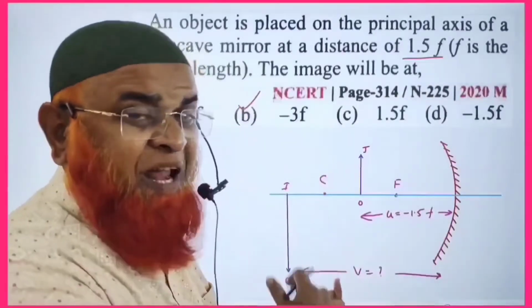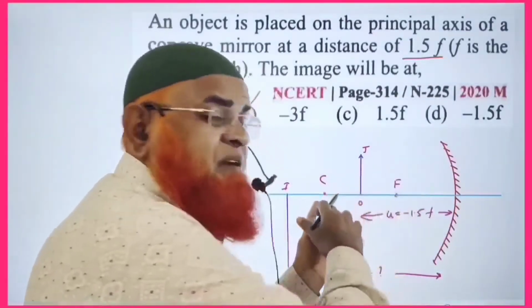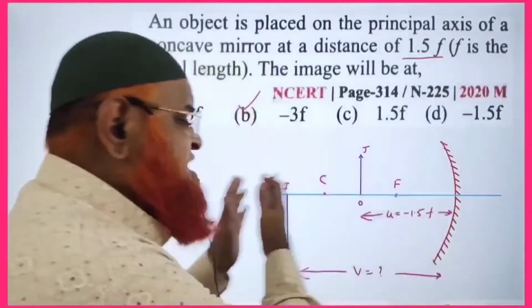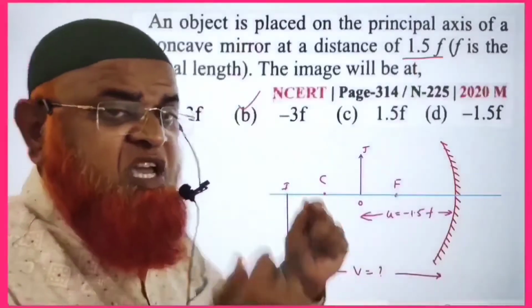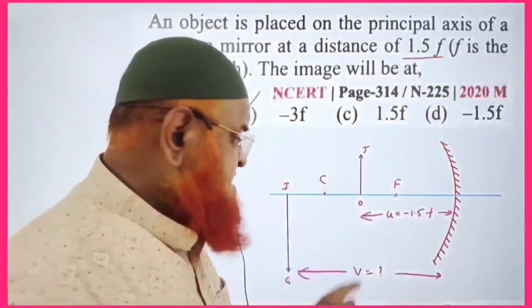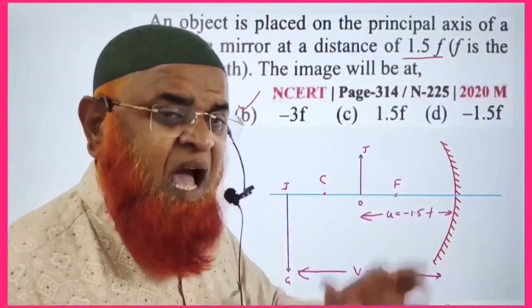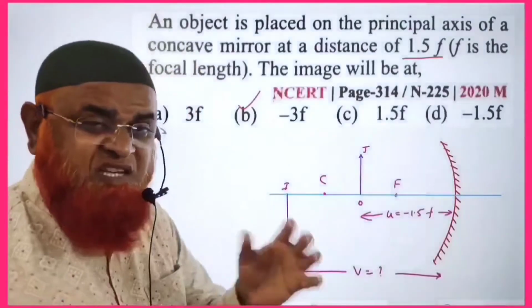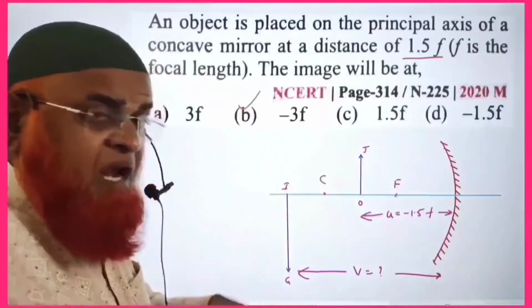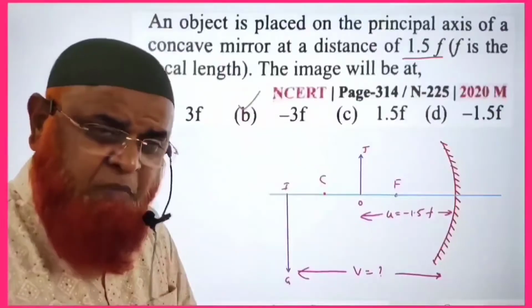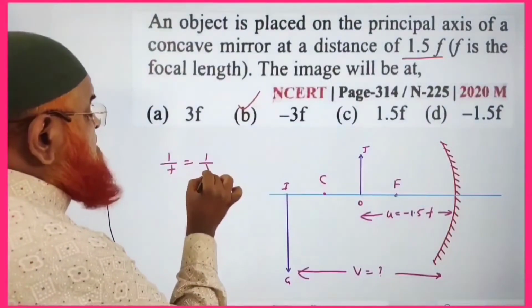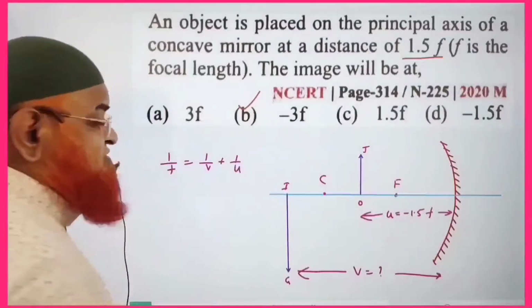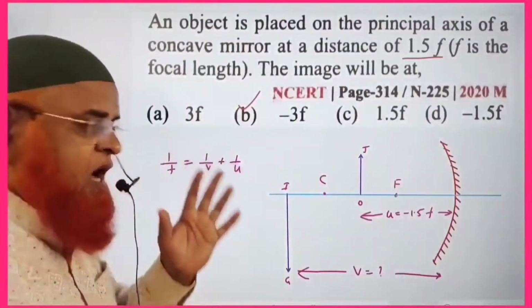If an object is placed between principal focus and center of curvature, the image is beyond C. If the object is between F and C, the image is beyond C. That means it is greater than the object distance. How are you going to find out the image distance with a simple shortcut formula? Let us first create the shortcut formula. That is 1 by f is equal to 1 by v plus 1 by u. This is called the mirror formula.